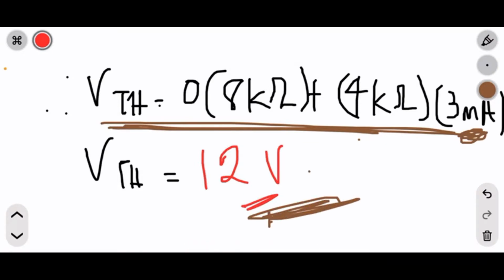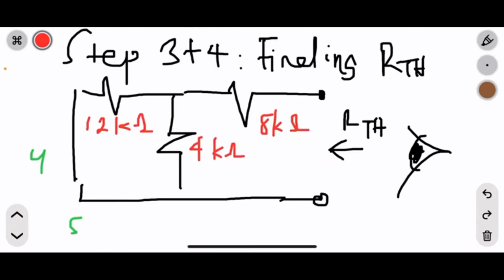This is a very important thing, so you take note of it. That's why it's in red. So after that, we find our RTH. And as I said, for RTH we have to go with some specific rules. We short circuit all voltage sources. So you see, there was a 48 volts voltage source here, but we took it out. Now it's represented with a short.